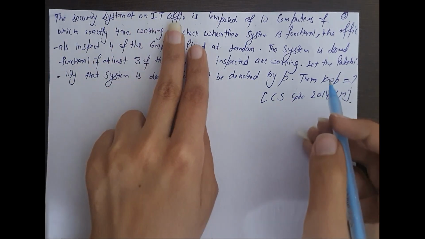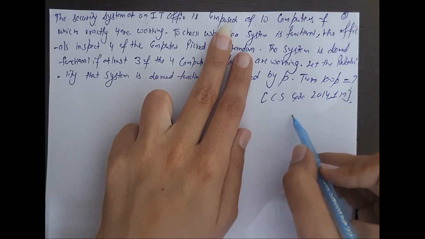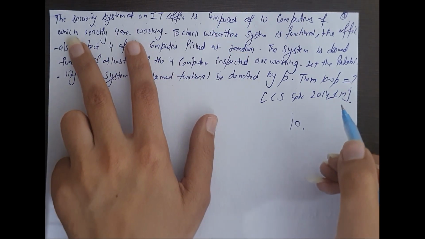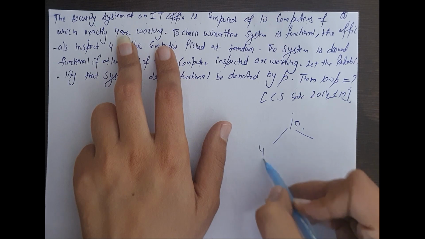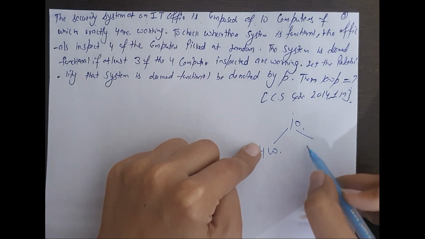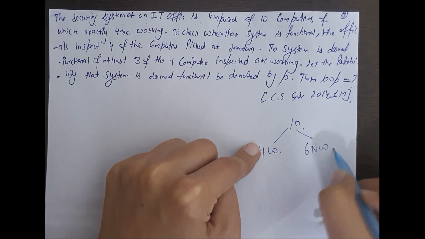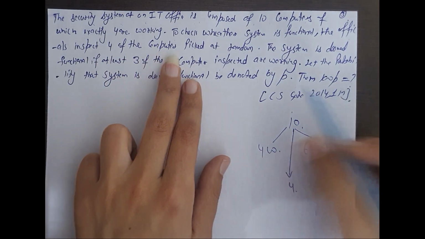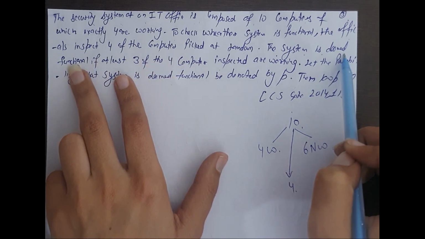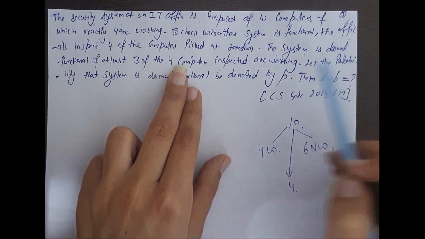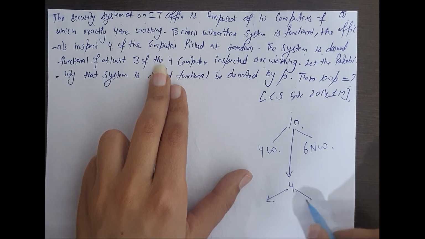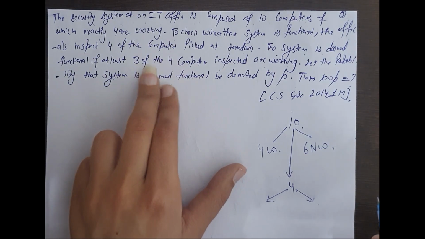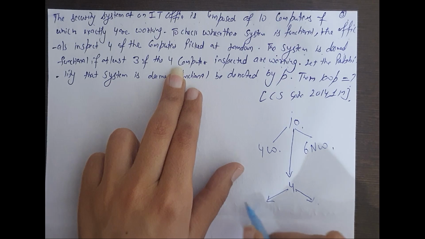A security system of an IT office is composed of 10 computers, of which 4 are working. If 4 are working, then obviously 6 are non-working. The office inspects 4 of the computers picked at random. The system is deemed functional if at least 3 of the 4 computers inspected are working. They are asking us: at least 3 of the 4 are working.